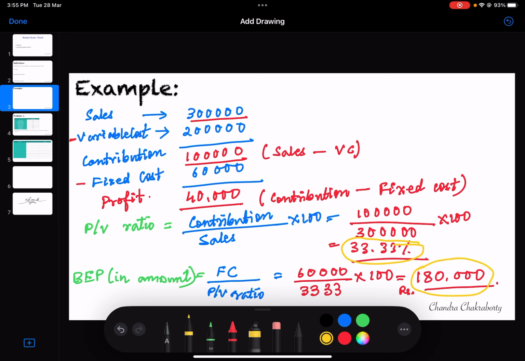So you have to sell for 1,80,000 in order to reach a situation where your total cost will be equal to total revenue. That means a situation where you won't have any loss or gain. Now we will understand how to calculate the BEP, that means break-even point, in units.